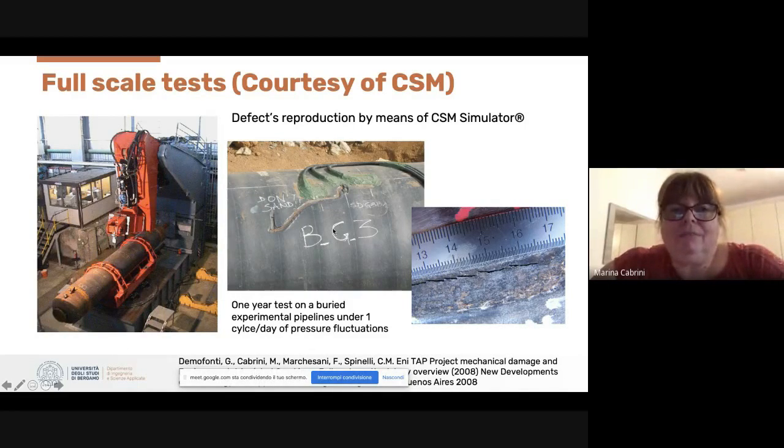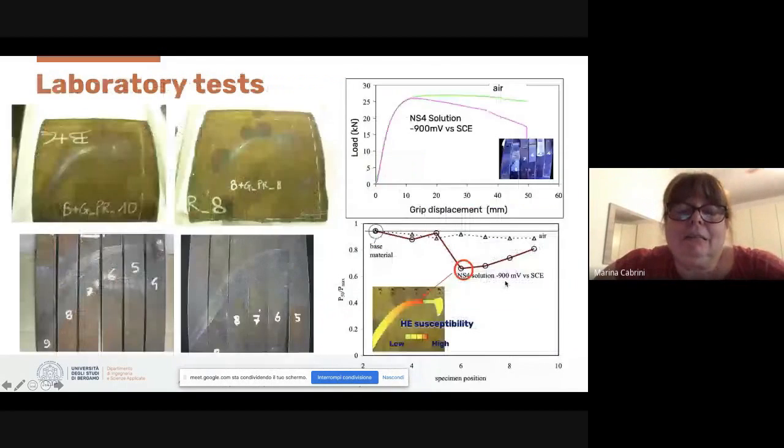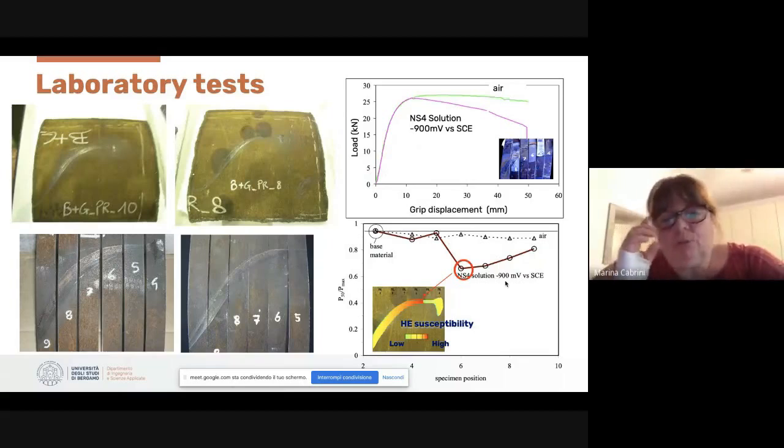Now we have made some defects on a buried pipeline that was exercised with 1 cycle per day of pressure fluctuation for 1 year in cathodic protection buried condition, and this is the result in which it probably presents some cracks initiated from the defect. But this is not a test that we can repeat many times, and we can try to develop a simple laboratory test.